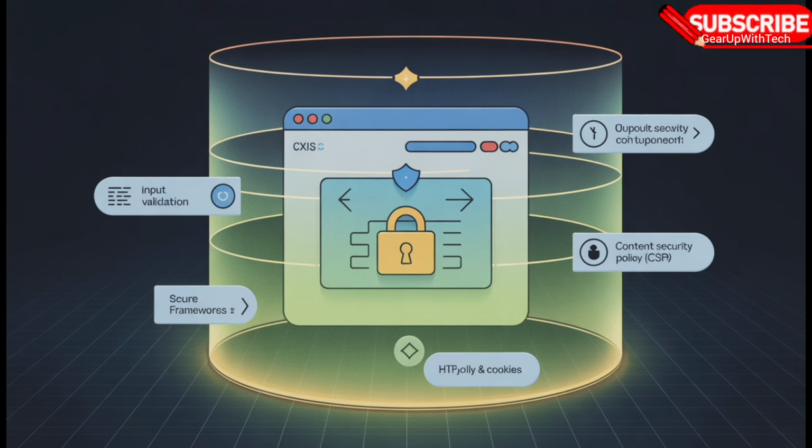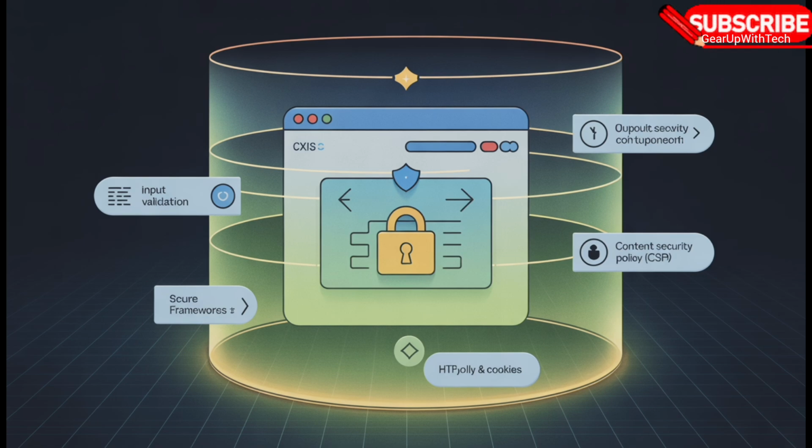The third attack is DOM-based XSS. DOM-based XSS occurs entirely in the browser. The server may be secure, but insecure JavaScript on the client side manipulates the DOM using untrusted data. This is often overlooked because traditional server-side security tools may not detect it.